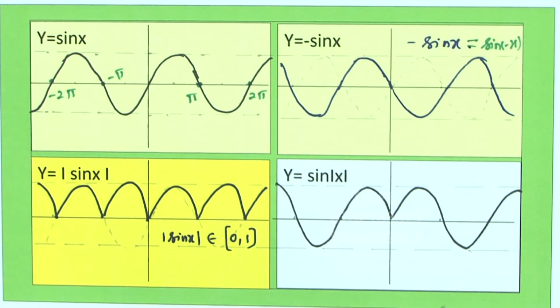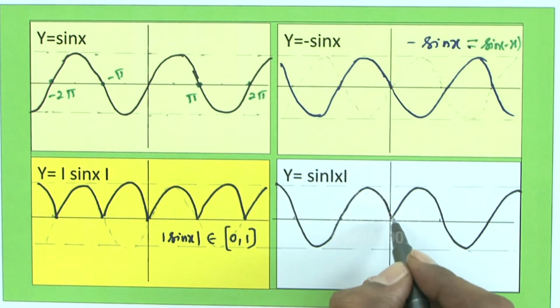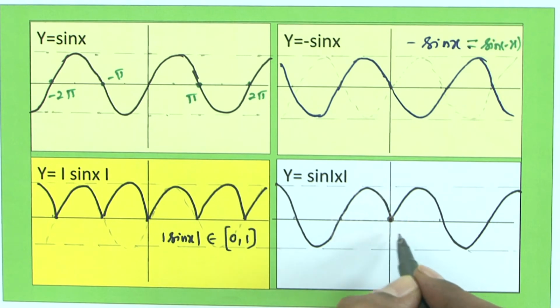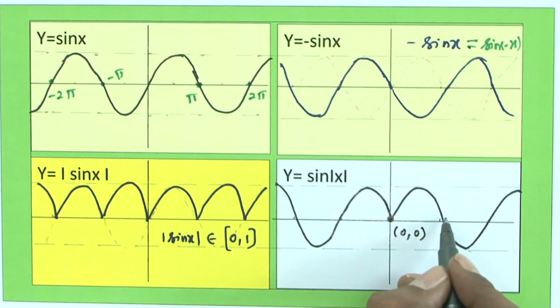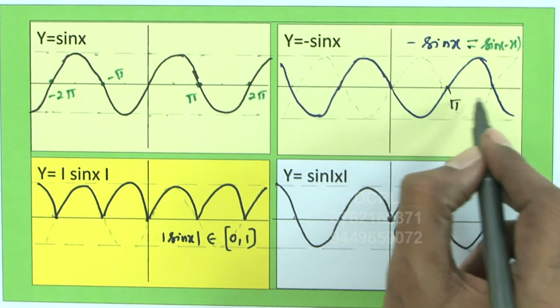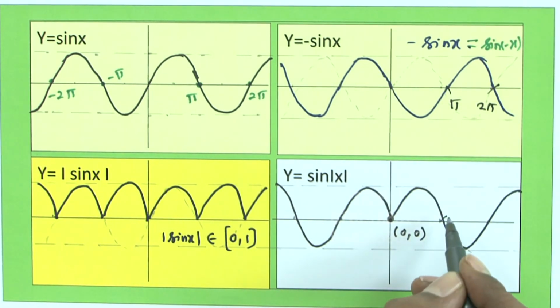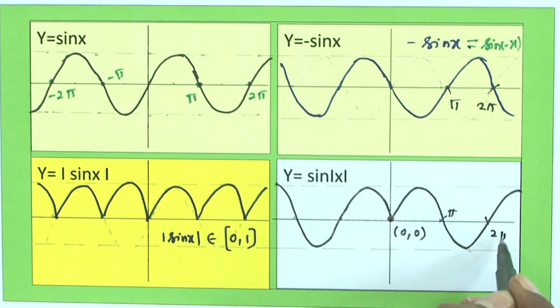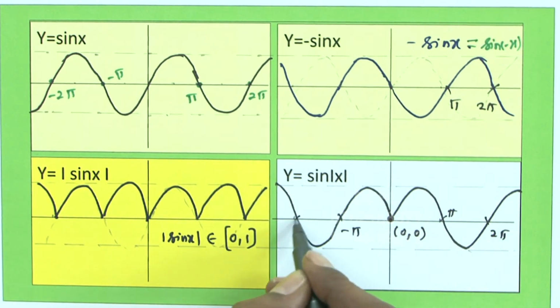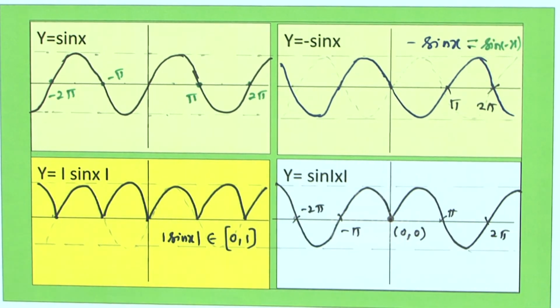And what will be mod sin mod x? Mod sin mod x will look like sin mod x itself. However, in mod sin mod x, you have only one point where the function is not differentiable, that is 0, 0. I am going to explain this to you later, right? Remember, these points are pi, 2 pi, this is once again pi, 2 pi, and this is minus pi, and this is minus 2 pi.